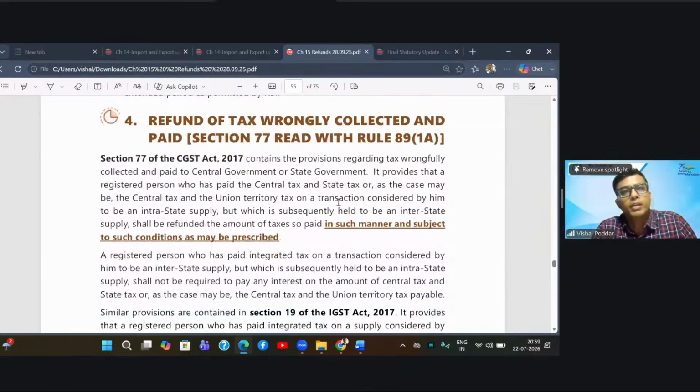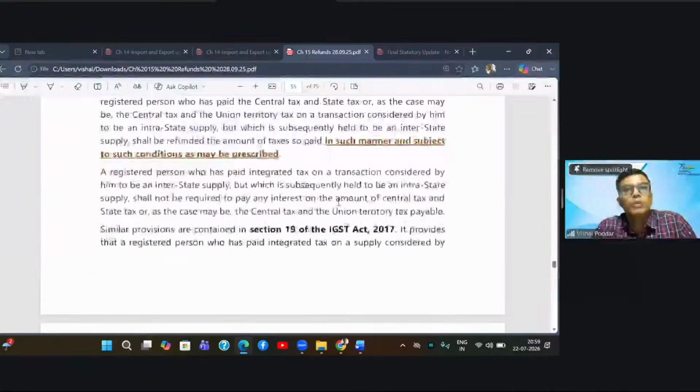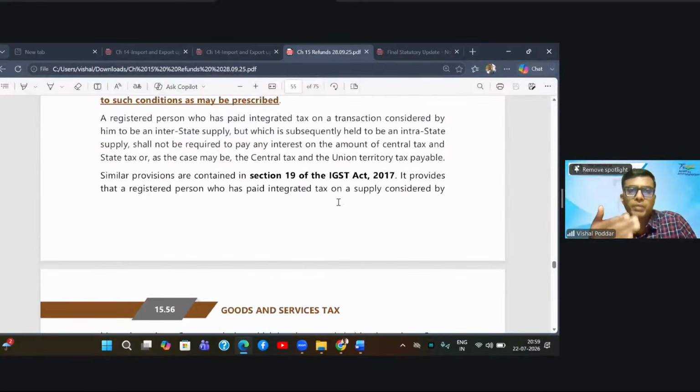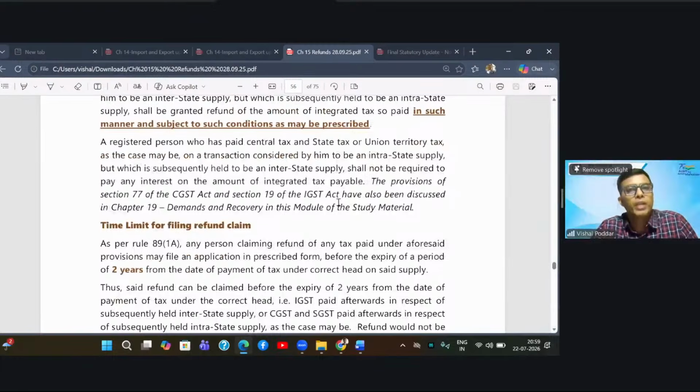Then comes the next category, refund of taxes wrongly collected and paid. So this we have seen earlier also that wherever you have levied a wrong tax, C plus S instead of I or I instead of C plus S, then there is a provision that you pay the amount of correct tax and apply for the refund of wrong tax.